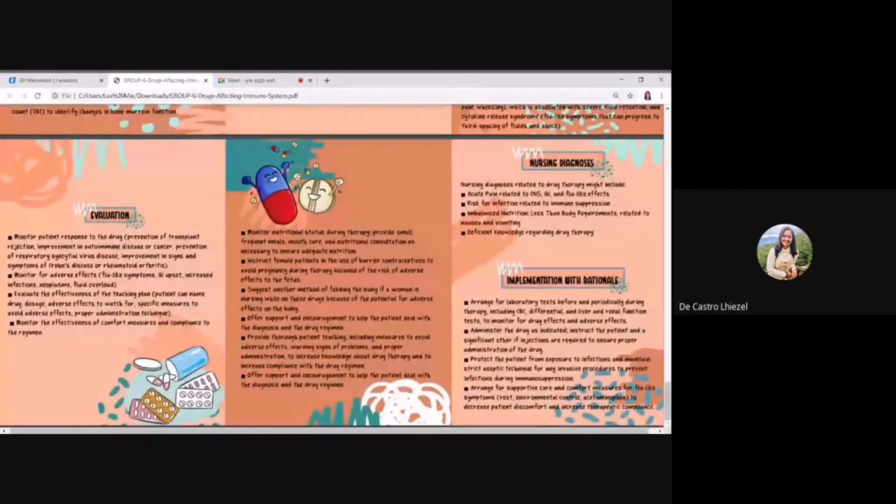Nursing diagnoses. Nursing diagnoses related to drug therapy might include acute pain related to CNS, GI, and flu-like effects; risk for infection related to immune suppression; imbalanced nutrition, less than body requirements, related to nausea and vomiting; and deficient knowledge regarding drug therapy.